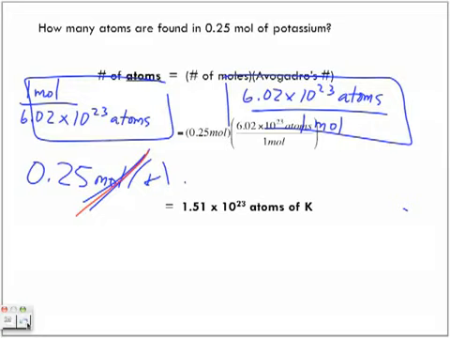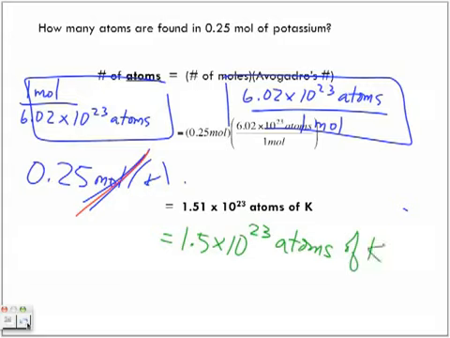But now, what are the least number of significant digits of my question? 2. So my answer must be simplified to just 2. 1.5 times 10 to the power of 23. And don't just leave the number, right? Remember, units, right? So the units are atoms of potassium.